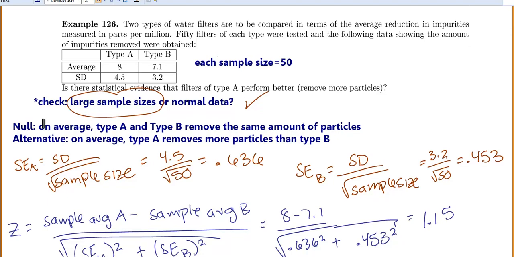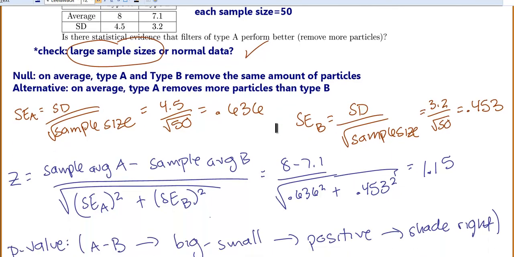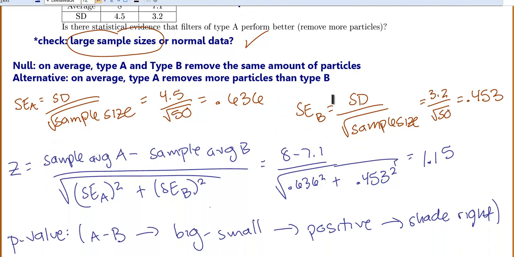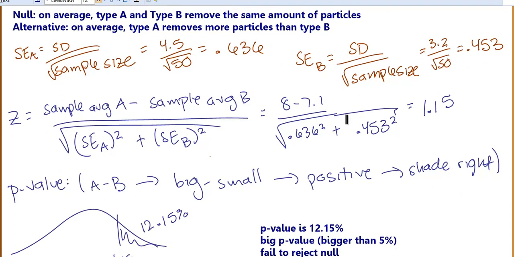The null hypothesis would be that on average type A and B remove the same amount of particles so that they work the same. The alternative is that on average type A removes more particles than type B. So type A would be better. And I had to find each standard error by the SD over the square root of the sample size. And then for my test statistic, I just did A minus B. So I ended up with the test statistic of 1.15. So any issues getting to this test statistic of 1.15?